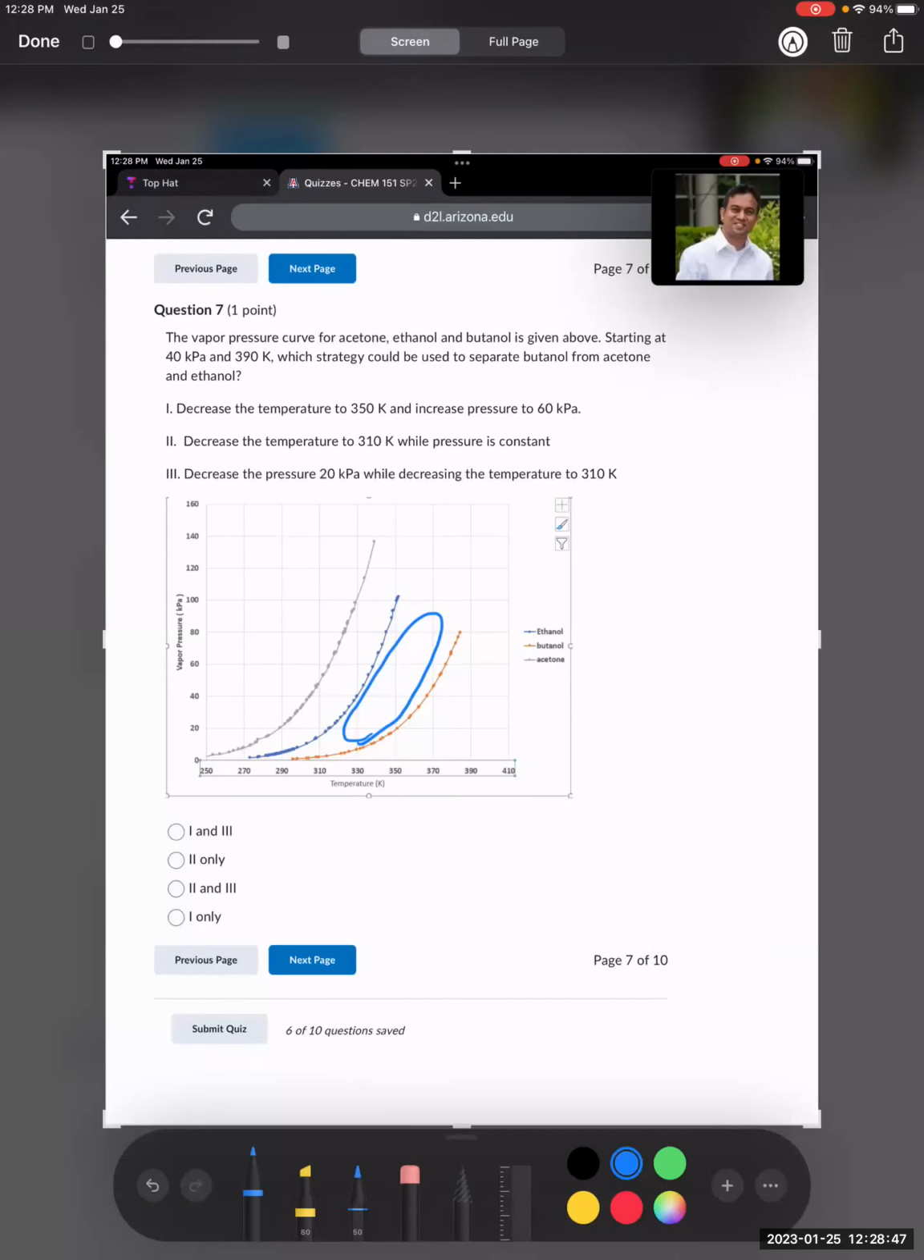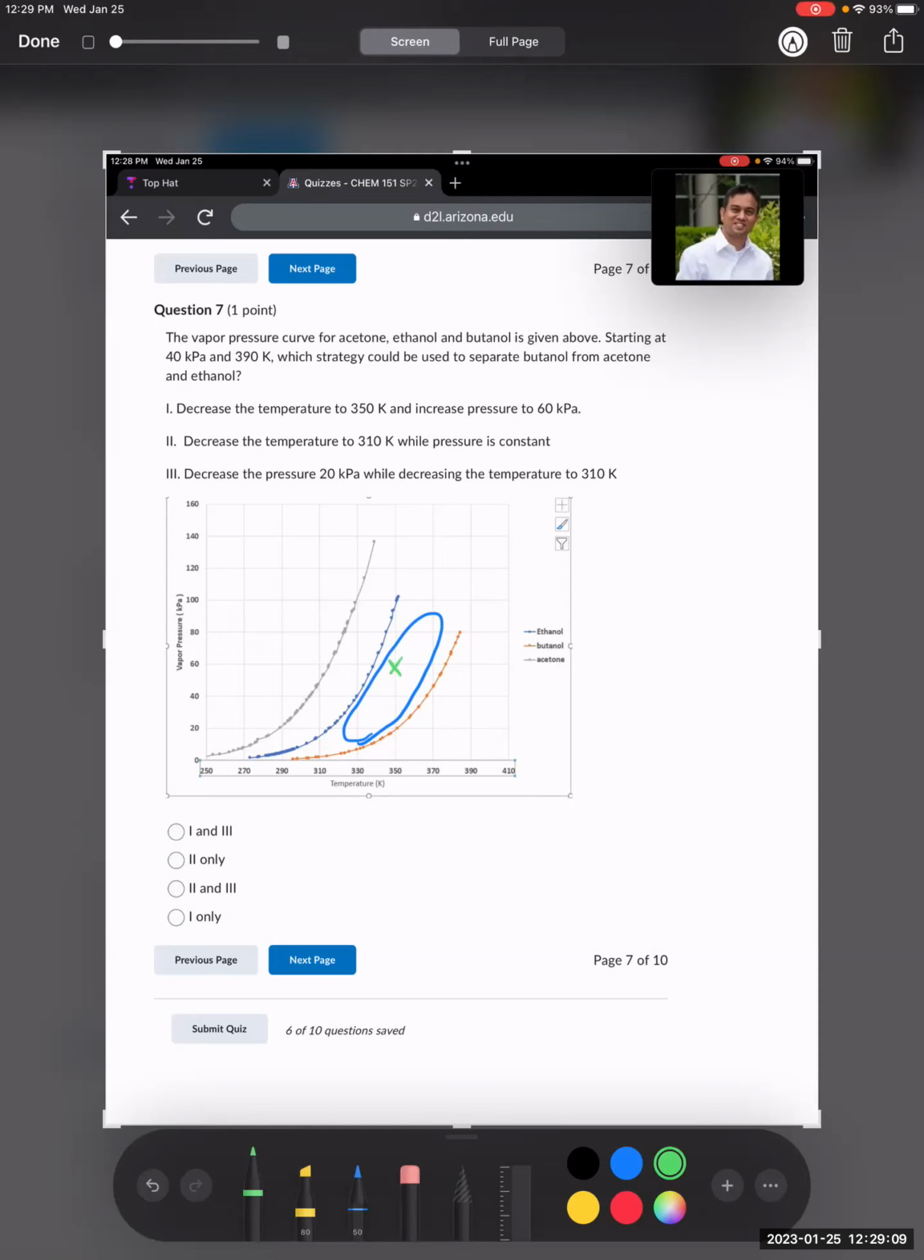That's the idea. Okay. So option 1 says decrease the temperature to 350 Kelvin and increase the pressure to 60 kilopascals. So let's mark that point. 350 Kelvin and 60 kilopascals is over here, so it works perfectly.